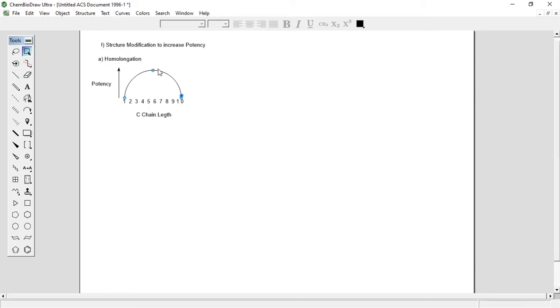Then the second point is chain branching.